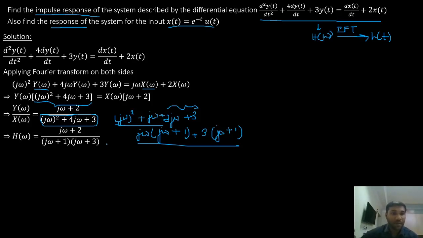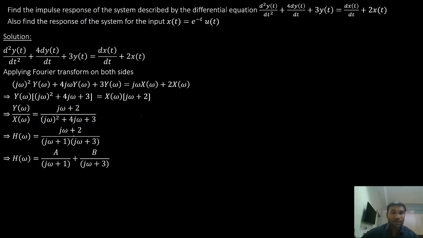Now I have H of omega. To find the impulse response, I should take the inverse of H of omega. Before finding the inverse of H of omega, I will try and represent it in terms of partial fractions. So I'll try and represent this given term as partial fractions. Now I'll write this term as A by (j omega plus 1) plus B by (j omega plus 3).